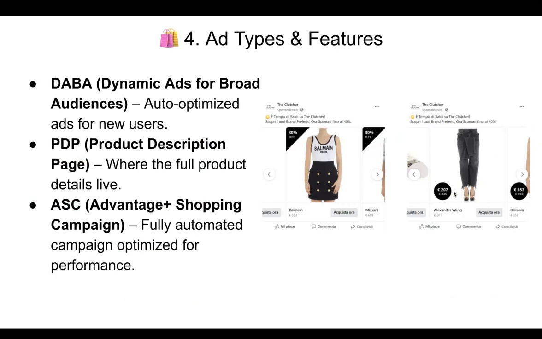And then I have a couple more I needed to go over. We have dynamic ads for broad audience, which are optimized ads for new users. And then we also have the product description page, which is where the full product details live. Then we have the Advantage Plus Shopping campaign, which is a fully automated campaign optimized for performance.